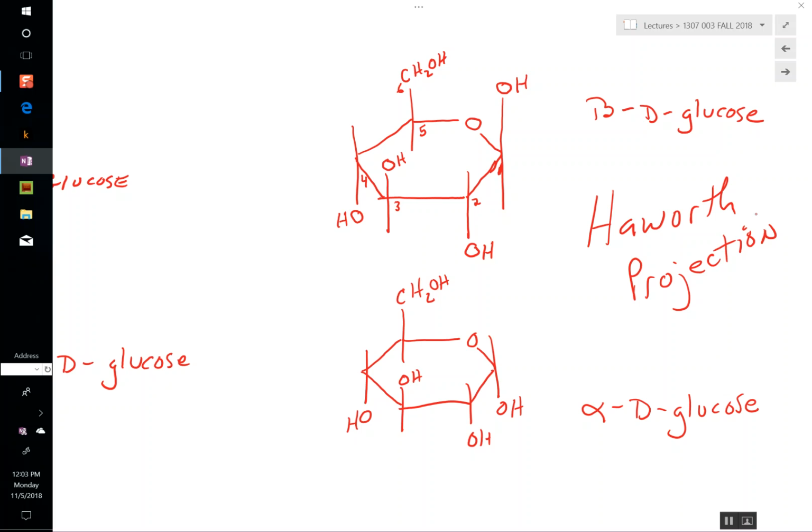Alpha and beta. Are we looking at the carbon after the oxygen, carbon, oxygen, carbon? Yeah, that's carbon number 1. So on all of them, when we're deciding whether it's alpha or beta, we're looking at carbon 1 and 2. Yeah, this is carbon 1.